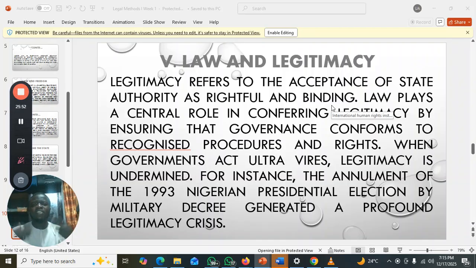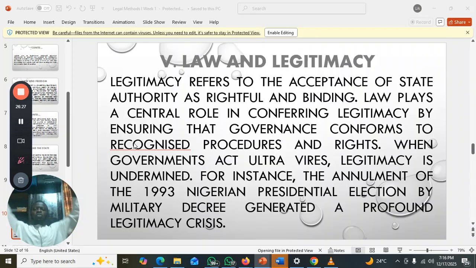So if you create some kind of bodies and you accept that they will make law for you, meaning they are legitimate authority to make laws, accepted authority, real authority. So any set of people that go back and start saying they are the ones that will make laws, we will not accept them because they are not the lawmakers. Nobody has accepted them. So legitimacy refers to the acceptance of the state authority as rightful and binding, while law plays a central role in conferring legitimacy by ensuring that governance conforms to recognized procedures and rights.